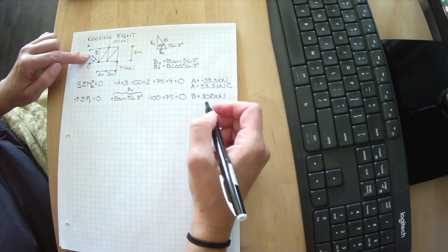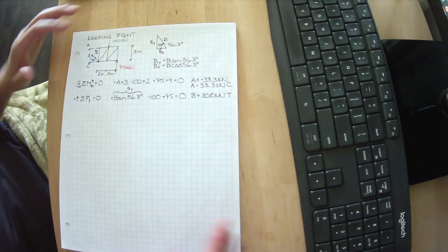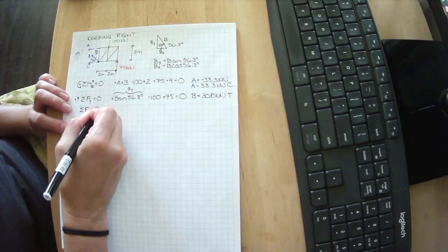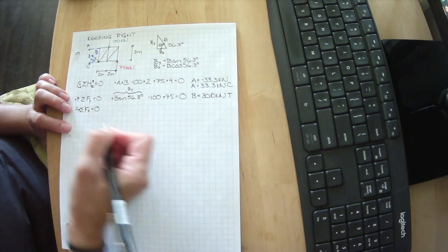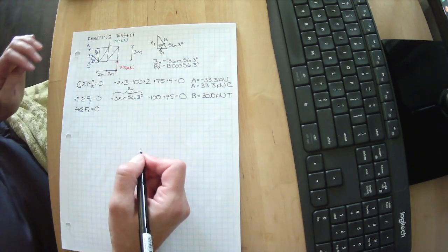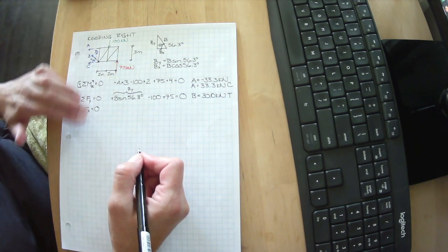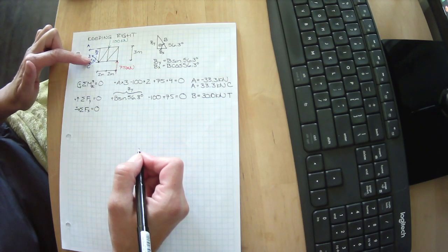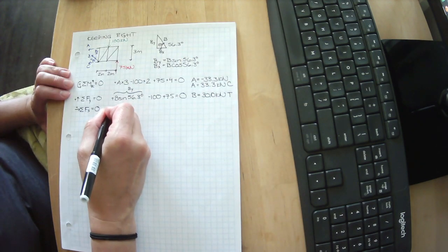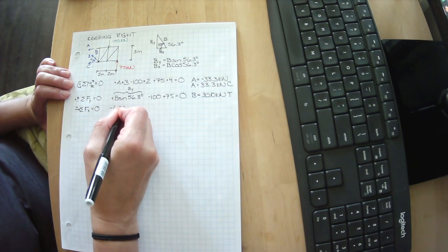I guessed that B was in tension, so it looks like I was correct. B is in tension. And now I can sum my forces in the x direction, where everything in that direction equals 0. 100 kilonewtons and 75 kilonewtons are in the y direction, so they're not helpful to me. BY is in the y direction. I'm left with A, BX, and C.